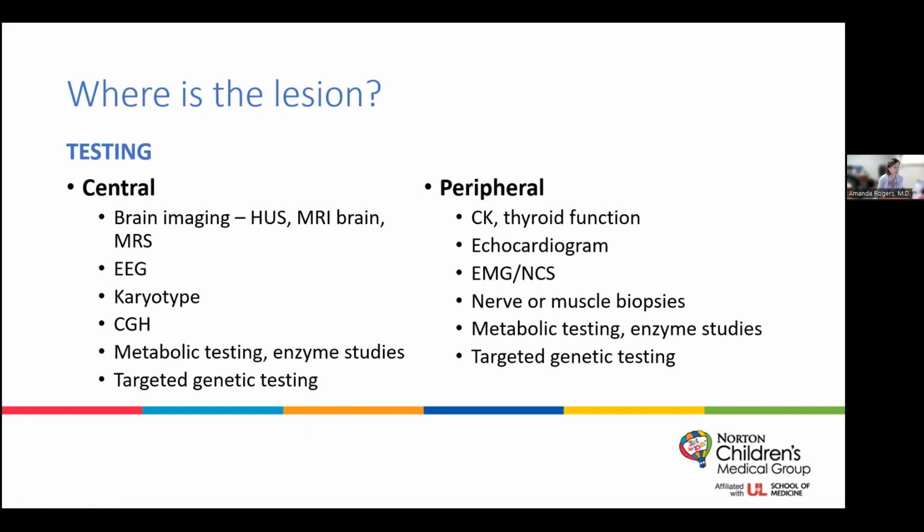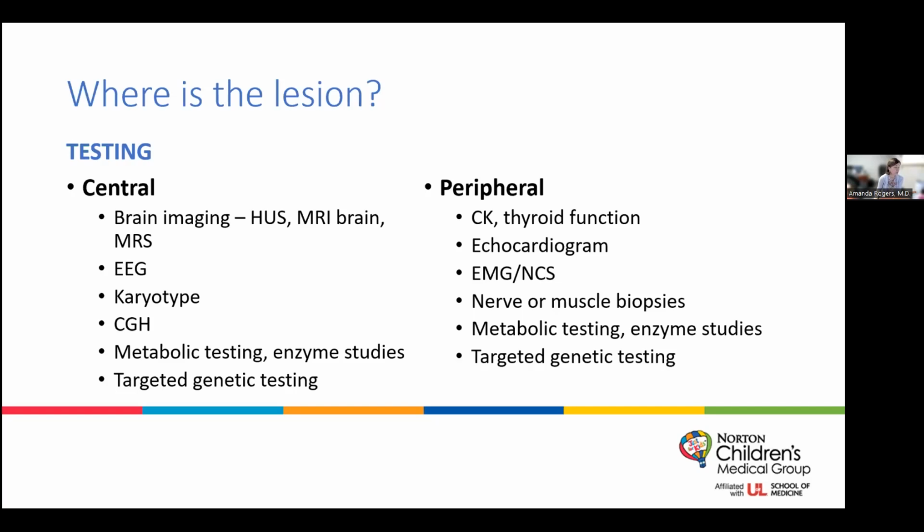If you're more concerned about a neuromuscular cause of hypotonia, we can look at the CK level and thyroid function. It's important to remember to look at the heart because for several muscle diseases, you can have cardiomyopathy even at birth. We can do EMG and nerve conduction studies in the NICU and in slightly older infants as well, and that can be helpful. Muscle biopsies can be done, less commonly nerve biopsies, but we could do it. And then again, targeted genetic testing, depending on the case, can be really helpful.